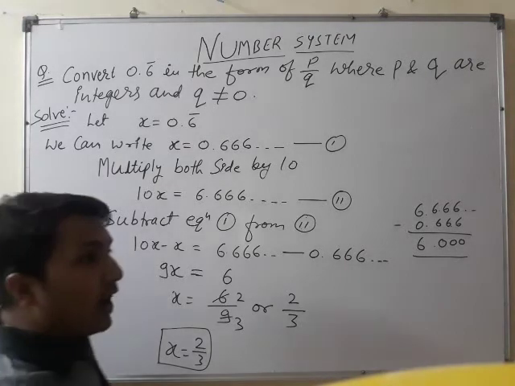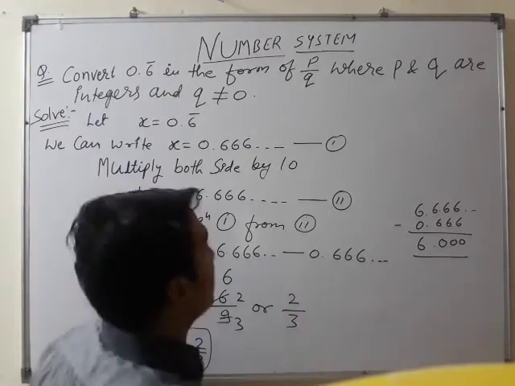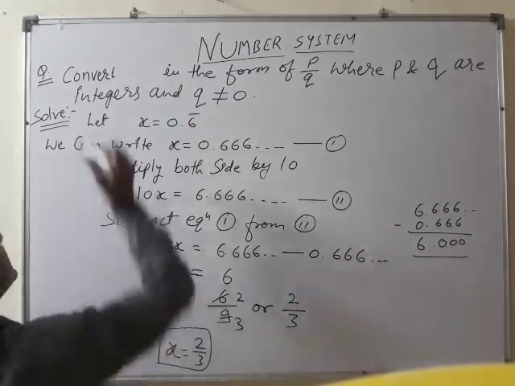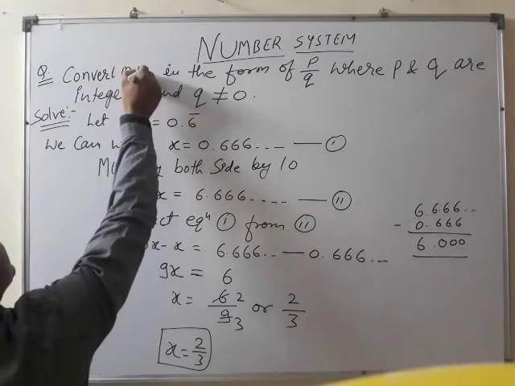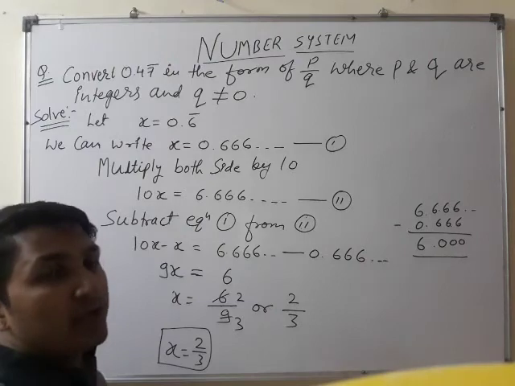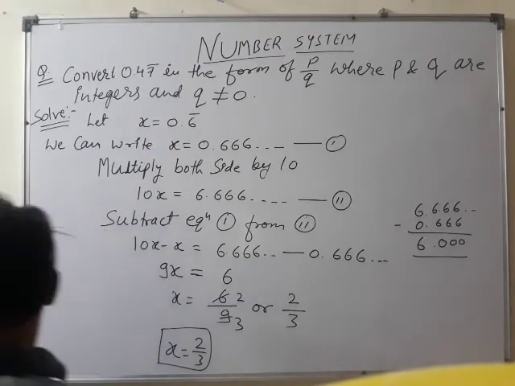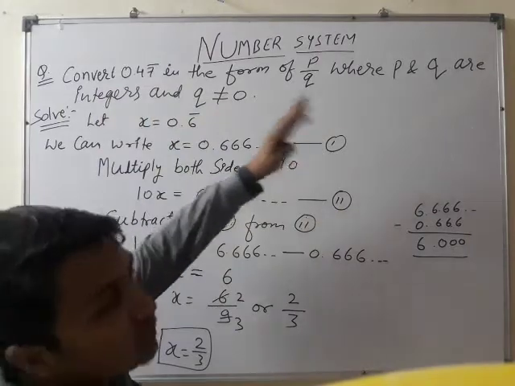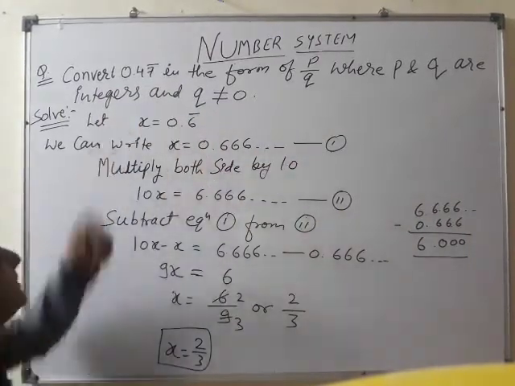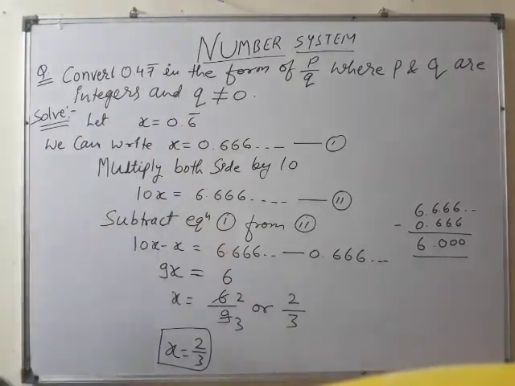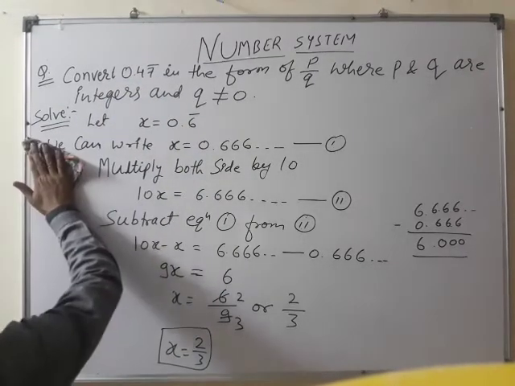Okay. Now we can take one more example of this question. Convert 0.47 bar in the form of p upon q, where p and q are integers and q is not equal to 0. I just changed the question.